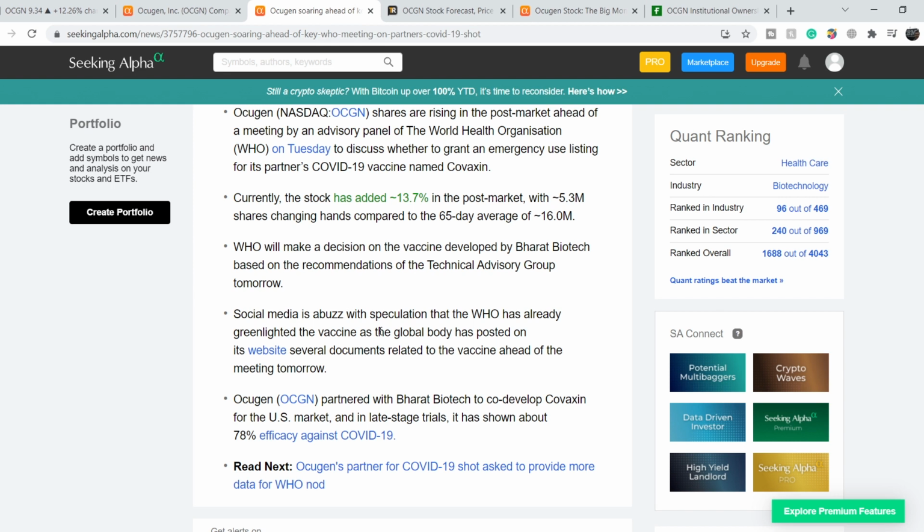It is Pfizer, Moderna and Johnson & Johnson. And that is why the chances to be on the US market, after the World Health Organization grants the emergency use for this vaccine, are not so significant. That is why, in my opinion, it cannot affect from the fundamental standpoint the price of the OCGN ticker in the long term. And let me show you this article.